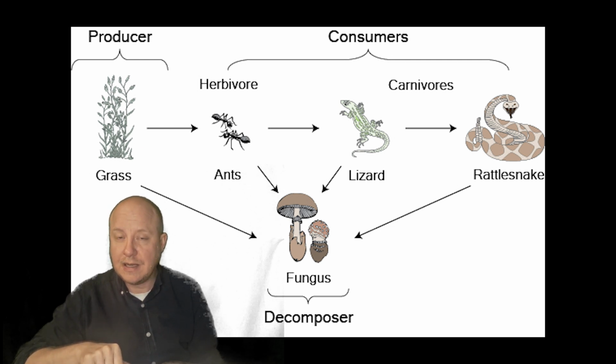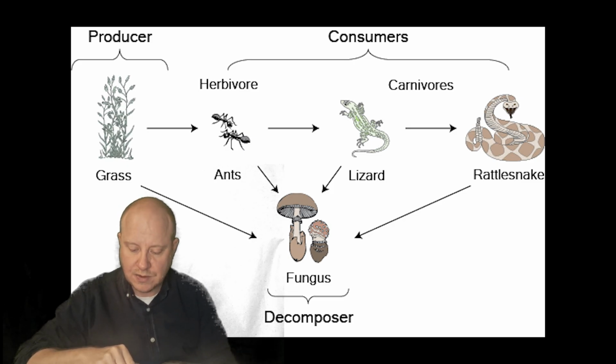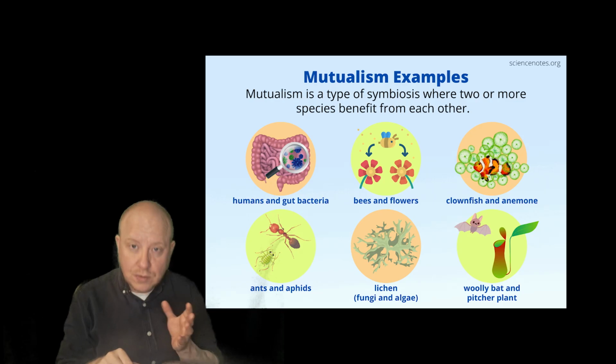Plant eaters need plant material to survive, carnivores need other animals to eat, and some plants rely on microorganisms to provide nutrients such as nitrogen compounds to help them grow. This last example shows that sometimes two very different species can cooperate for mutual benefit.